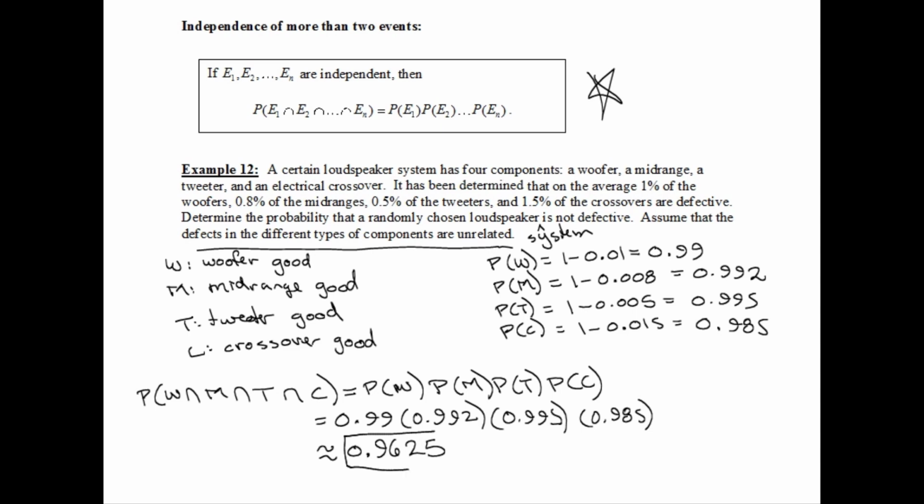Multiply all these together, and you should get, and this is an approximation, 0.9625. And again, as always, ask yourself, is that reasonable? We certainly should expect that most of the time our loudspeaker system should be fine. The bad parts should be fairly unusual, and it looks like about 96% of the time our loudspeaker system is good. And so here's another way in which the fact that these events are independent helps us to do a calculation.